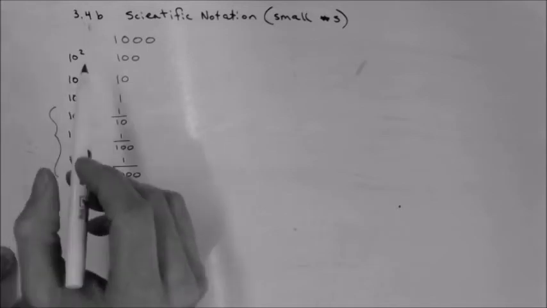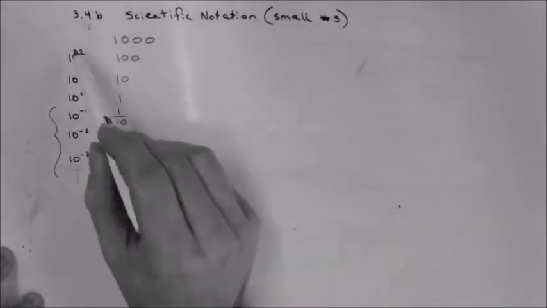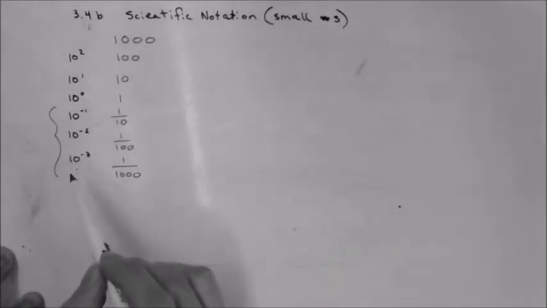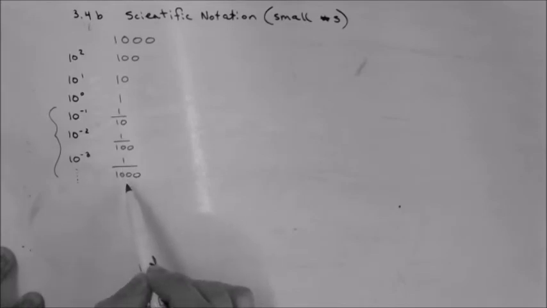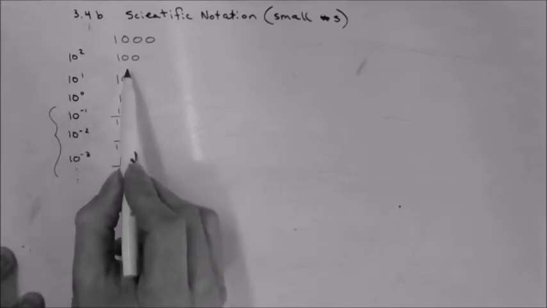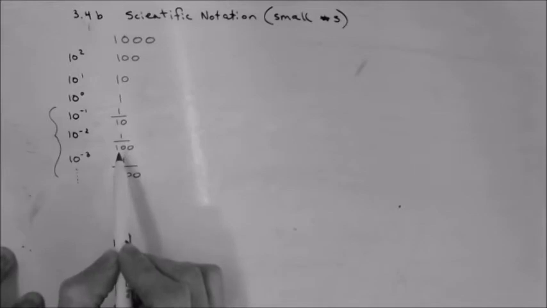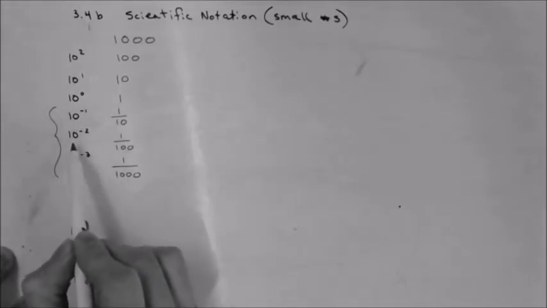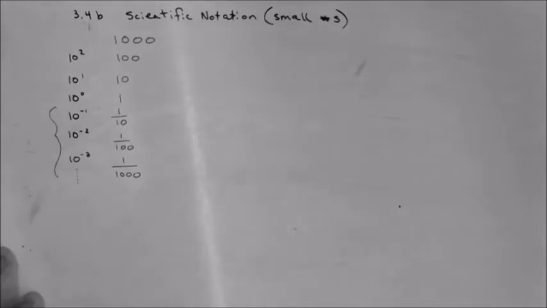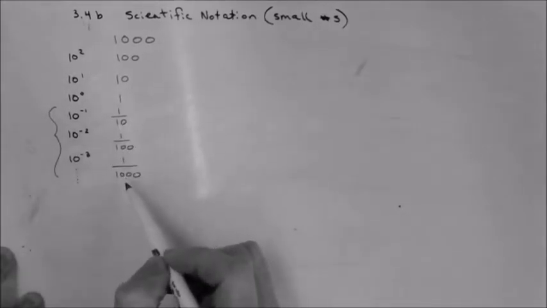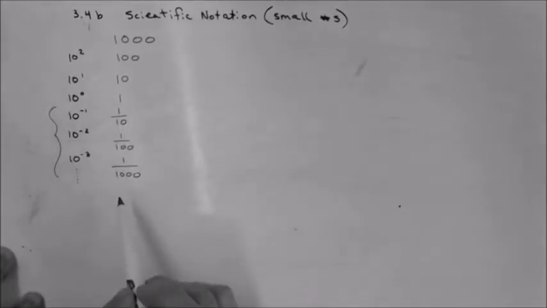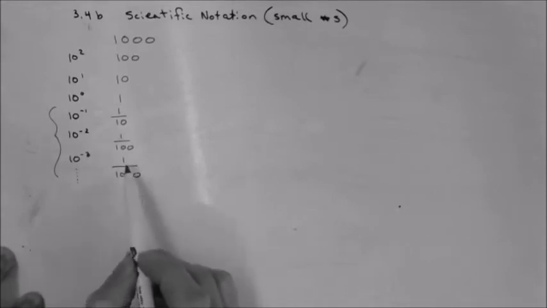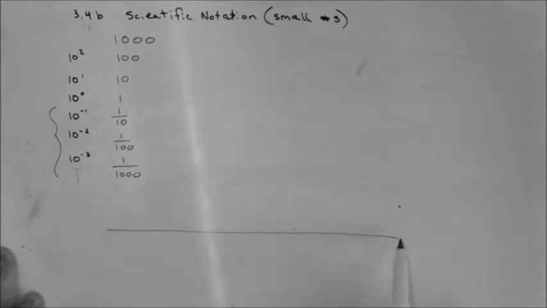And already we can see the pattern. We go from 10 to the power of 3 is 1,000, 10 to the power of negative 3 is 1 over 1,000. 10 to the power of 2 is 100, 10 to the power of negative 2 is 1 over 100. So when we're using these negative powers of 10, we're really just getting smaller and smaller numbers. Notice that our numbers haven't dipped into the negatives at all. They're just getting closer and closer to 0.